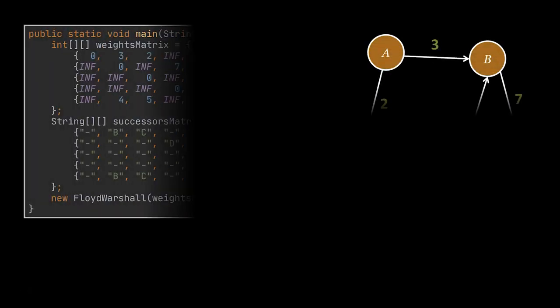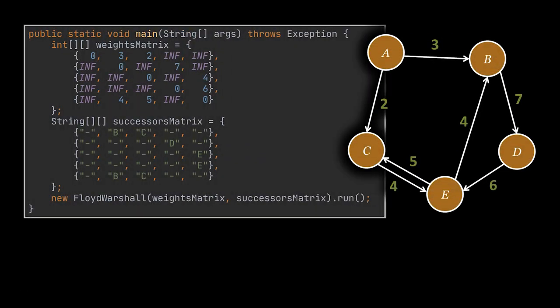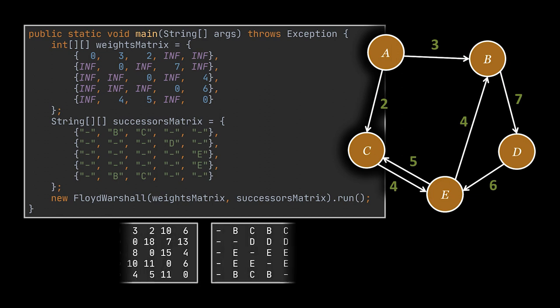To do that, I created a main method and provided our Floyd-Warshall instance with both the initial weights and successor matrices. Note that we made use of the exact same example we had throughout the video, represented by the graph to the right. When we run our code, you can clearly see that the output matches the one we previously got and is as expected.